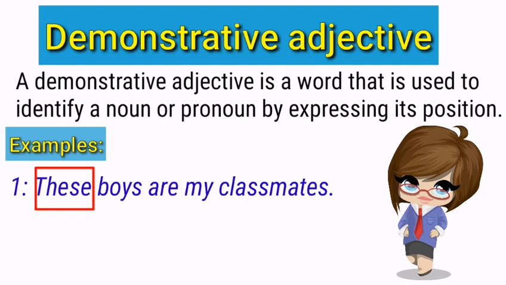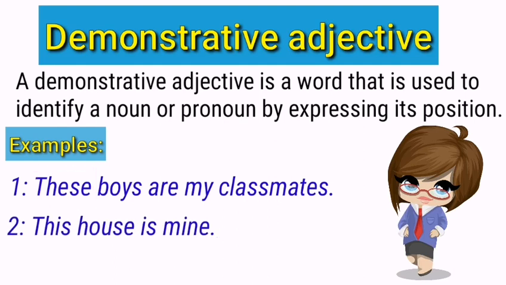The next example is, this house is mine. Observe this example, the demonstrative adjective is the word, this, because after this word a noun, house, comes directly. That is why it is a demonstrative adjective and not a demonstrative pronoun. You should also keep it in mind that after this word, you have to use a singular noun, but if you use a plural noun then it is considered to be incorrect. Simply, you can see here the singular noun is used.